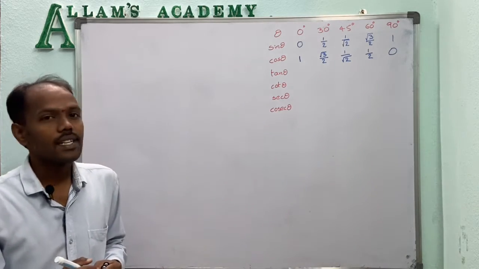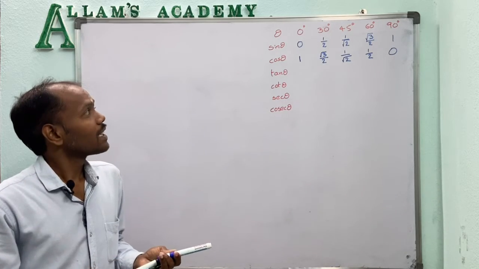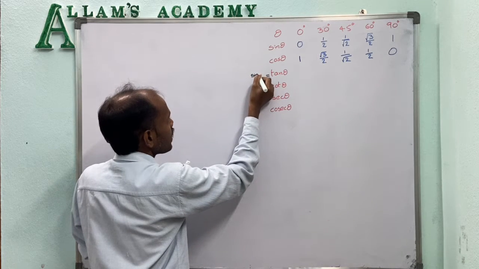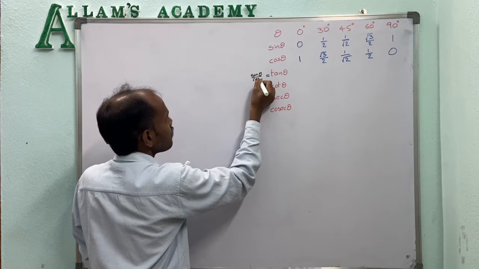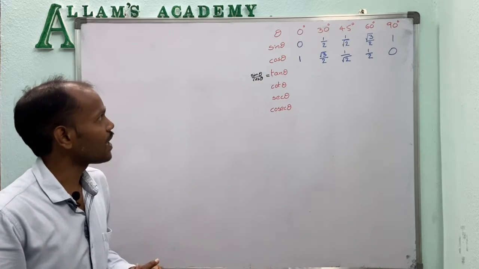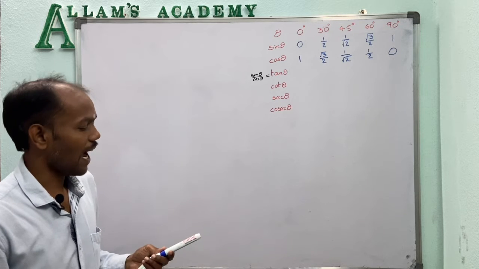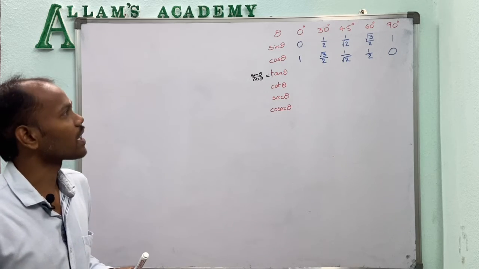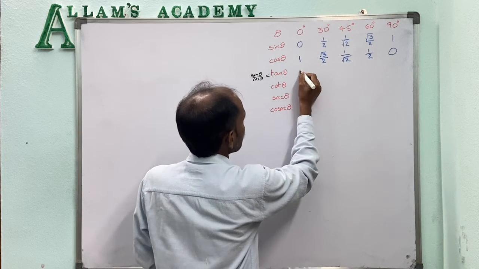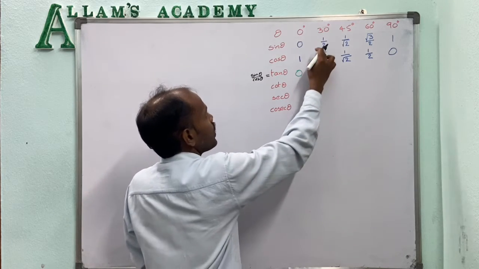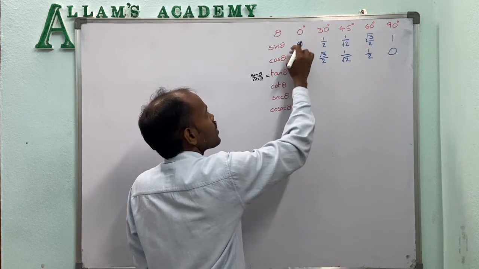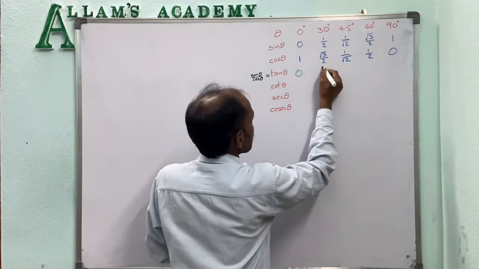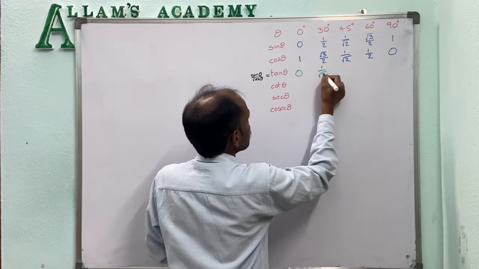Okay. Next, tan. Tan theta is nothing but the ratio of sin by cos. So tan theta value we can write as sin by cos. So 0 by 1, 0 by 1 means 0. Next, tan 0 equal to 0, tan 30 equal to 1 by 2 by root 3 by 2, that is nothing but 1 by root 3.